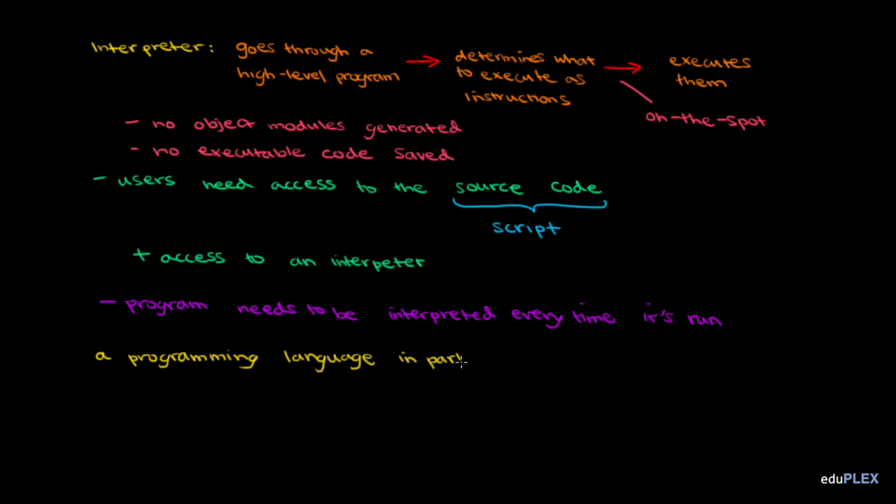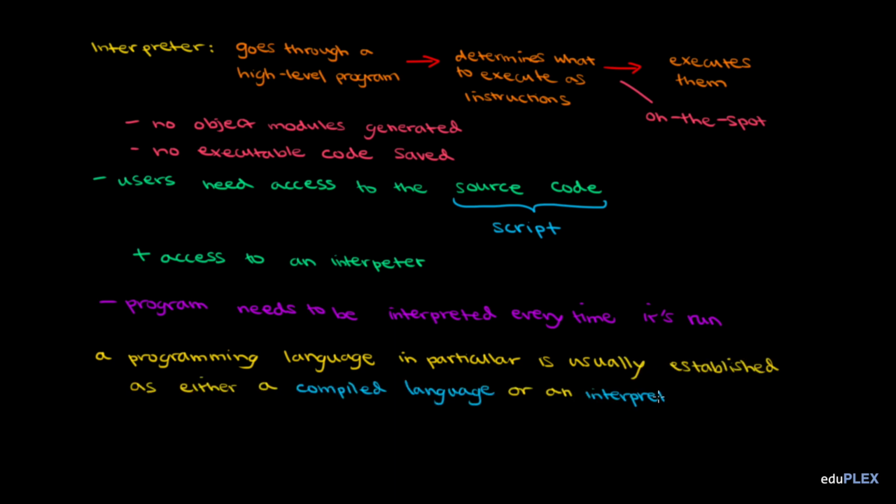Usually, a programming language in particular is established as either a compiled language or an interpreted language, but at the end of the day, there's really no clear distinction. For example, C is a language that is usually compiled, but C interpreters do exist, we just don't use them very often. Java, on the other hand, is pretty unique because it uses both. It has this sort of mixed compiler plus interpreter approach, which we'll delve into with more detail next time.